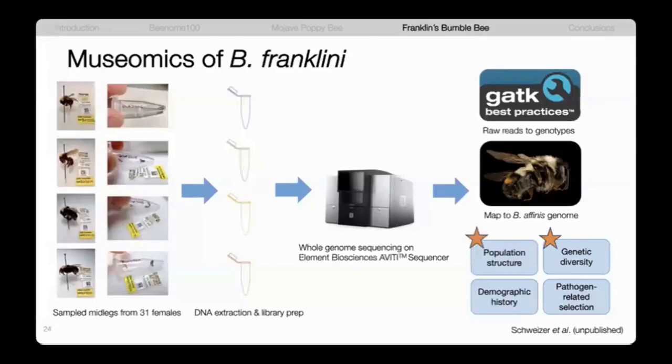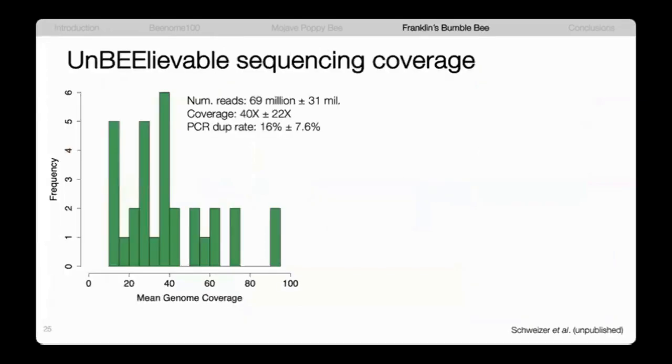And these data are very much in progress. So while we want to do many analyses, I'm going to show you some of them only right now on population structure and genetic diversity. We had aimed to get at least 20x coverage for each genome, which would have set us up for obtaining high quality hard-called genotypes. And we actually exceeded our goals. We got unbelievable sequencing coverage, obtaining a mean of 40x coverage.